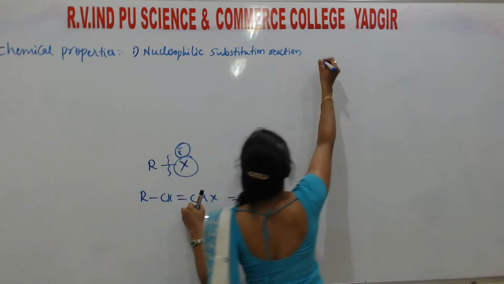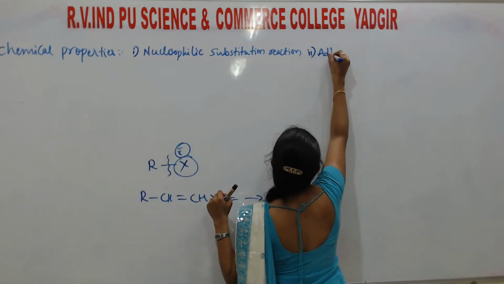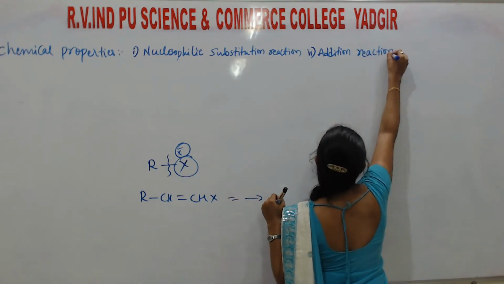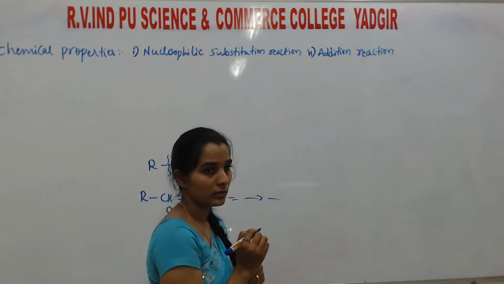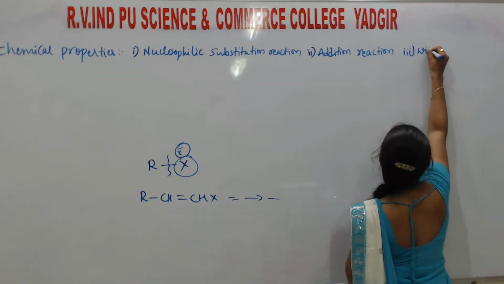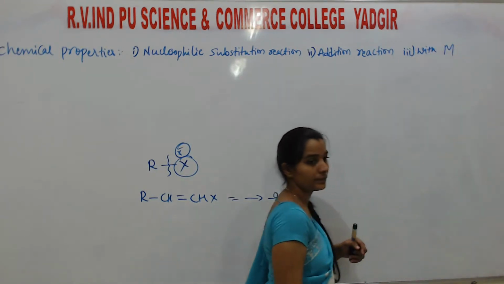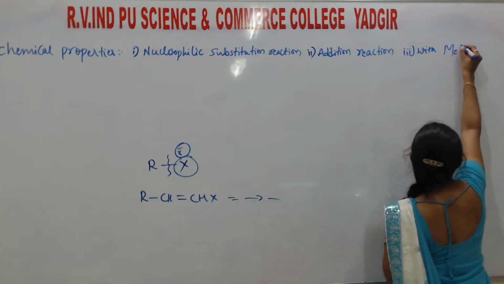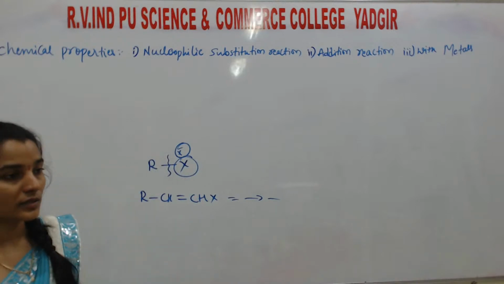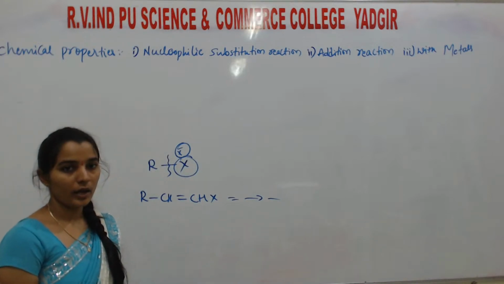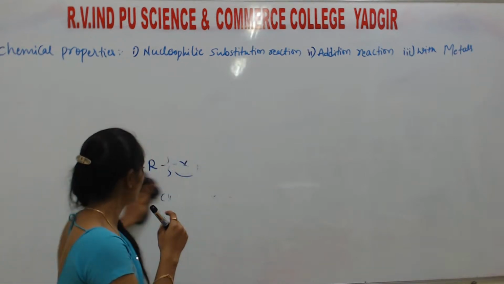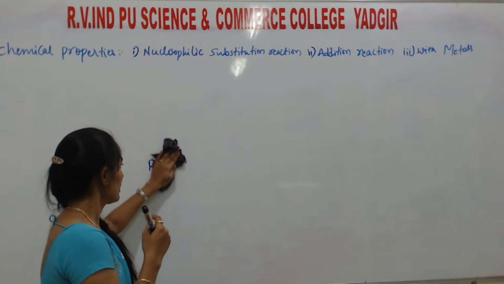Another one here. Addition takes place, so the second one is addition reaction. And the last one is reaction with metals. These are the three different types of chemical reactions which are exhibited by haloalkanes.